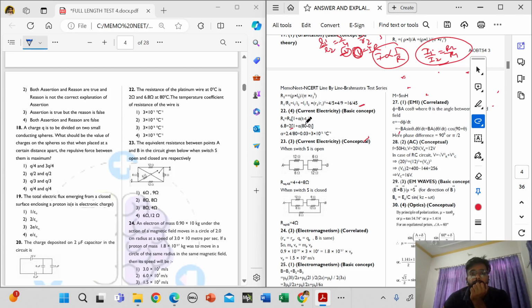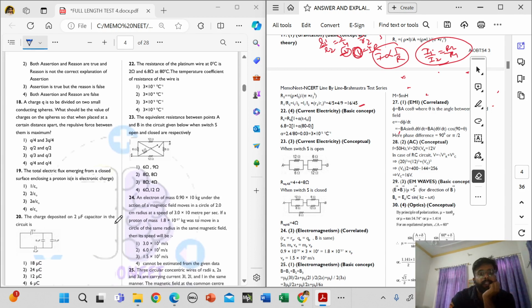Temperature is 80 minus 0. We can calculate from here, divided by 2, 3.4. So we will get here 3.4 minus 1, 2.4 divided by 80, that is alpha. So we can get this. Simple, just we have to put the values in these simple formulas. One line question.